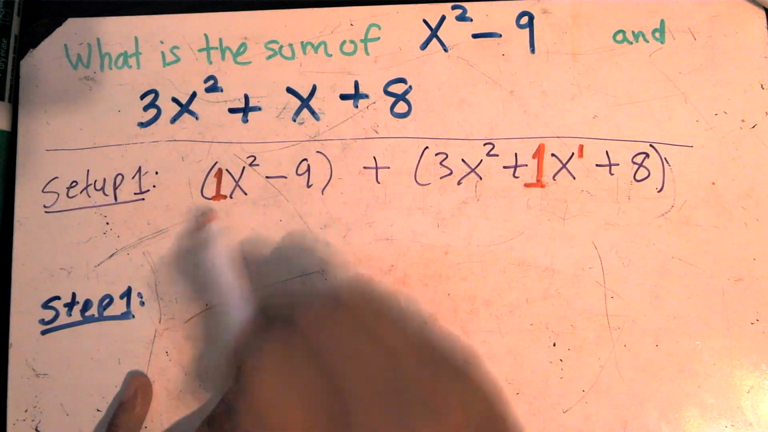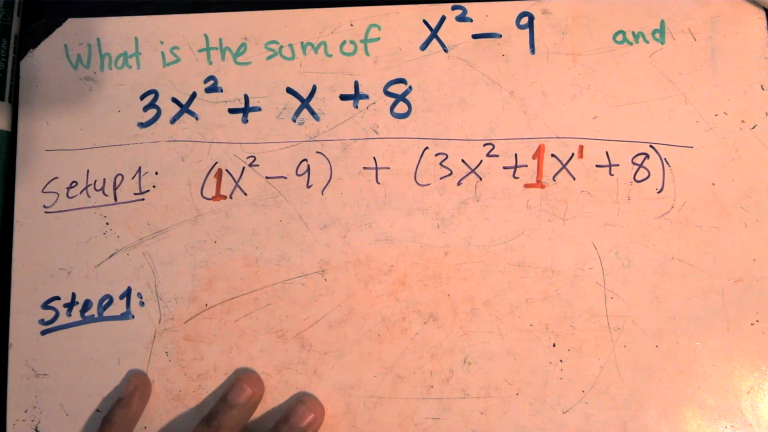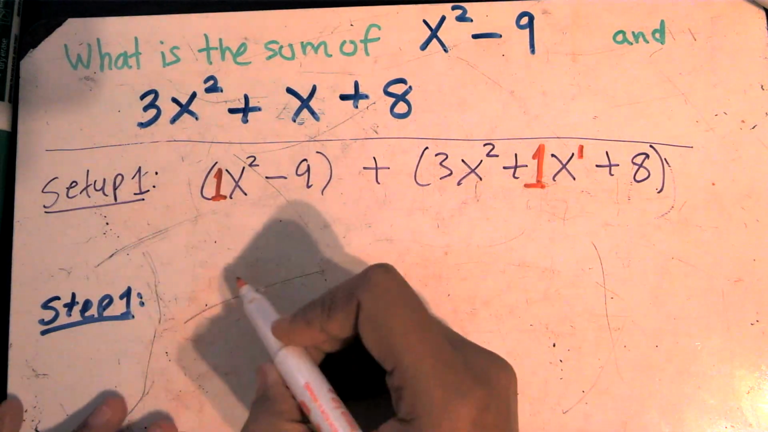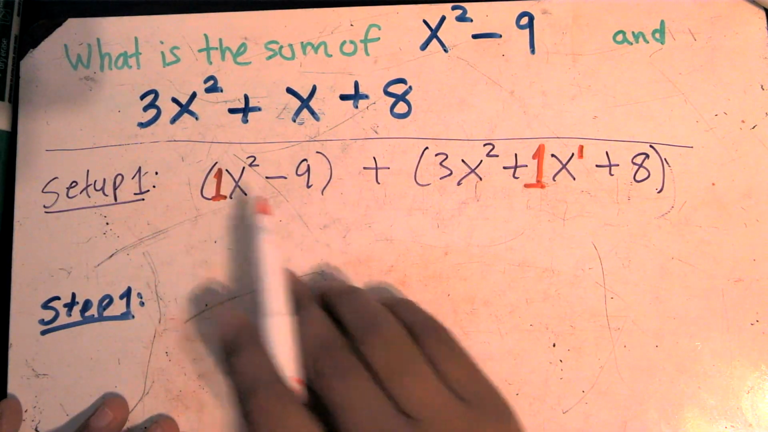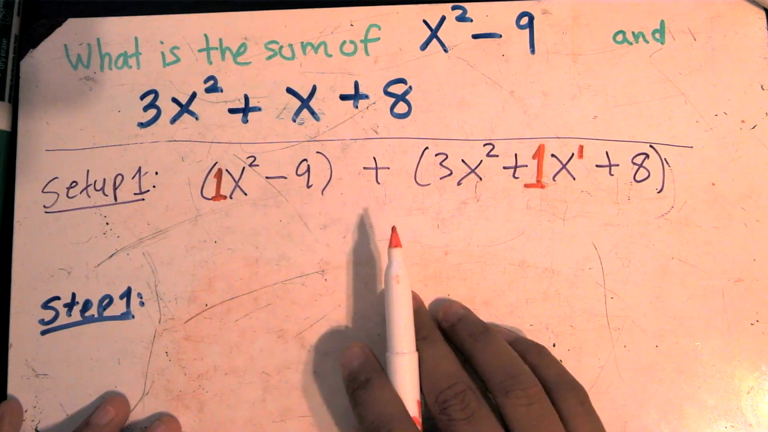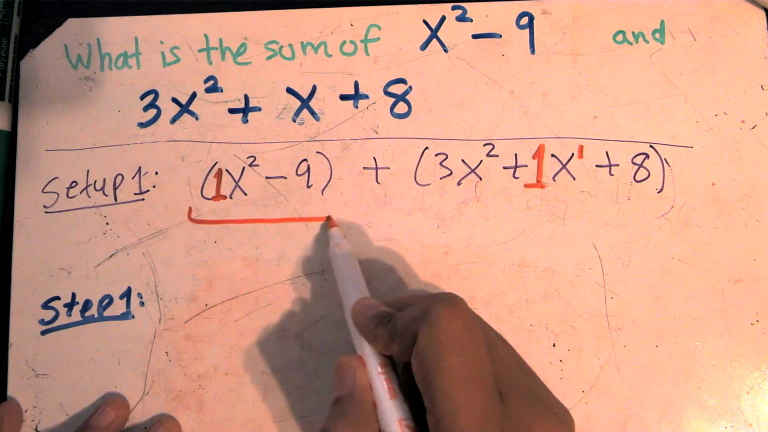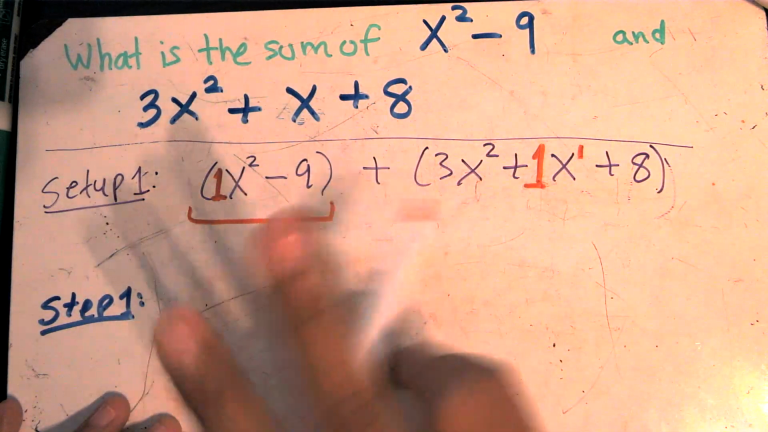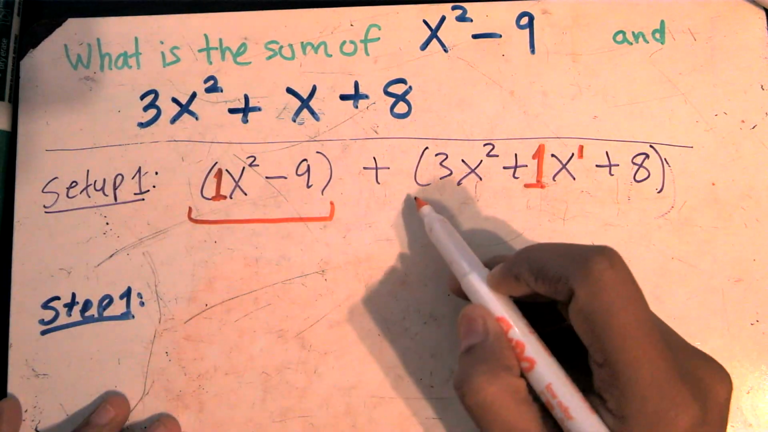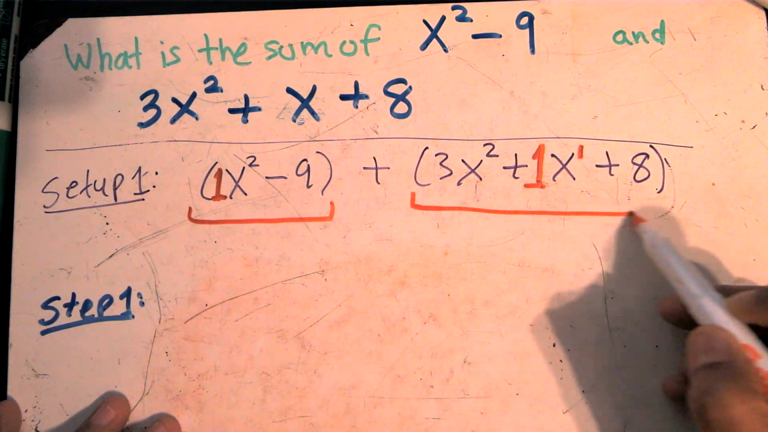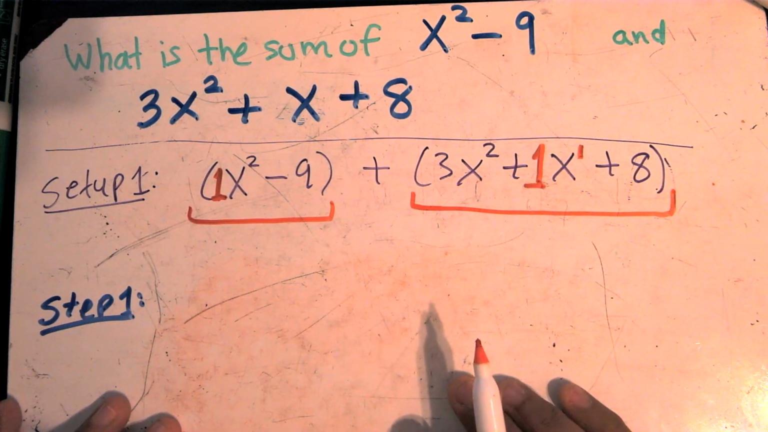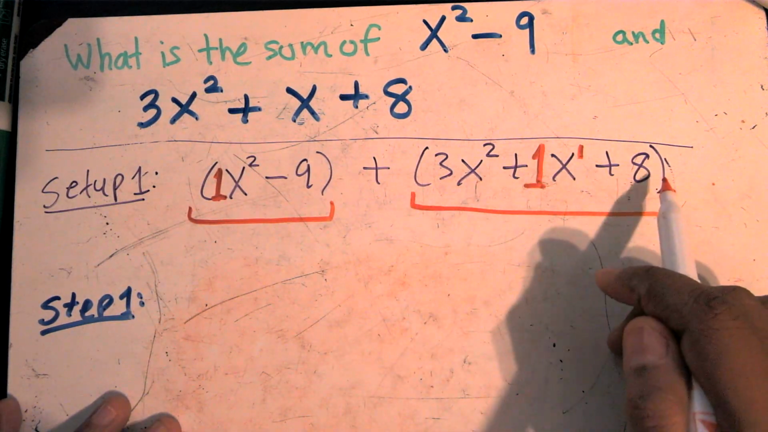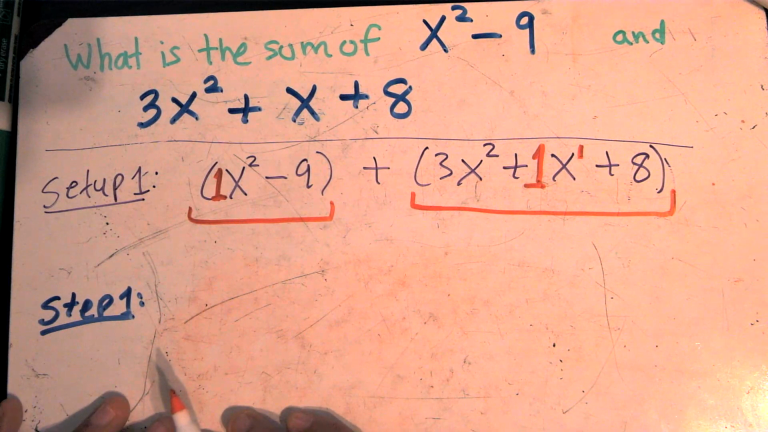Oh, I said exponent, I meant variable. Sorry about that. Okay, so now we're going to bring down. Now, one thing that you may notice is the first polynomial here only has 2 terms, so we call it a binomial, bi for 2. And this polynomial here has 3 terms, so we call it a trinomial.